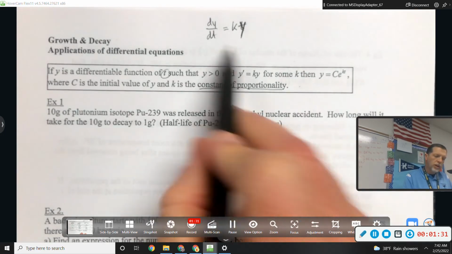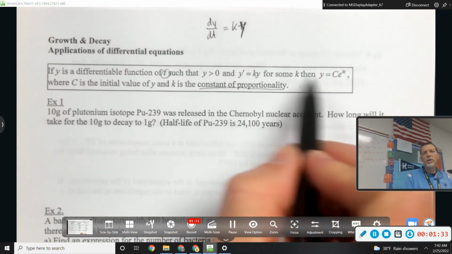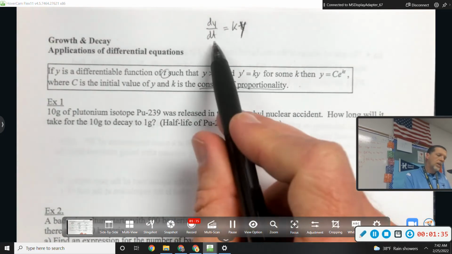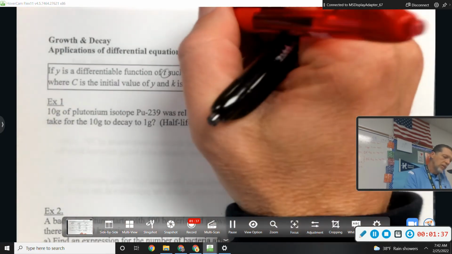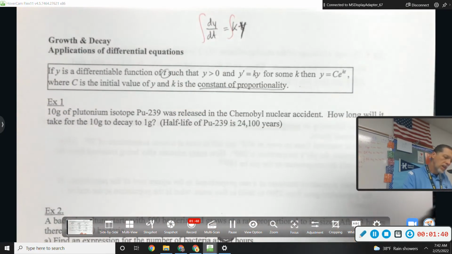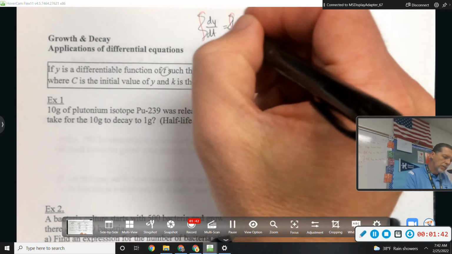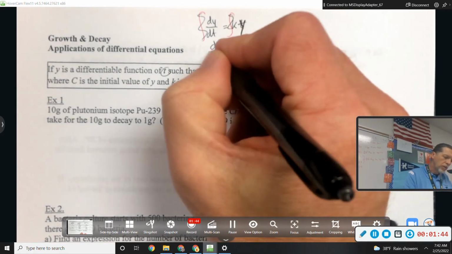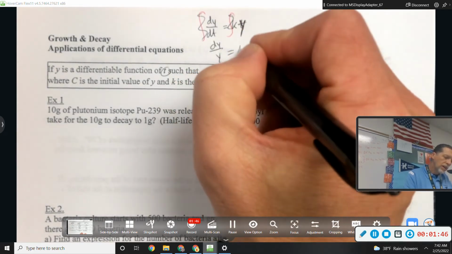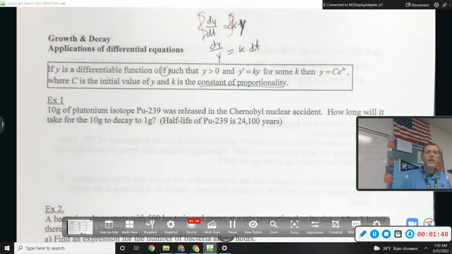Basically, we're going to quickly solve this thing. So some people are going to memorize what the answer is. I'm going to solve it real quick and see what we get. Whoops, can't integrate yet. What am I doing here? Separation of variables. dy over y equals k dt. Then we can integrate both sides.